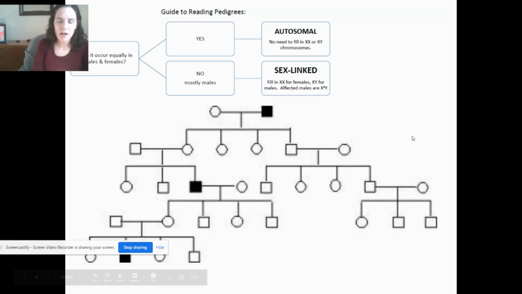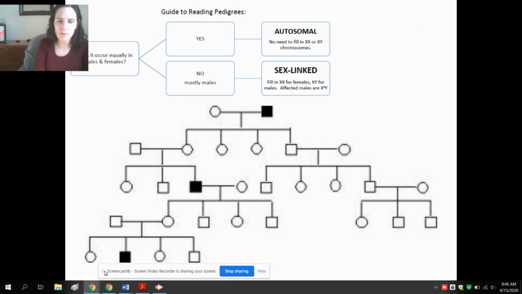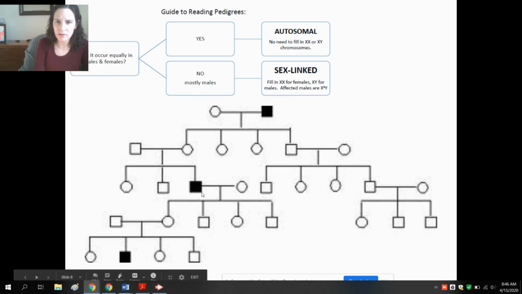Let's look at another example here. I'll move this out of the way again. So our first question for our third example here is, does it occur equally in males and females? And if you look, the answer is no, definitely doesn't. The only ones who are getting it are males. So that tells us that this is sex-linked.